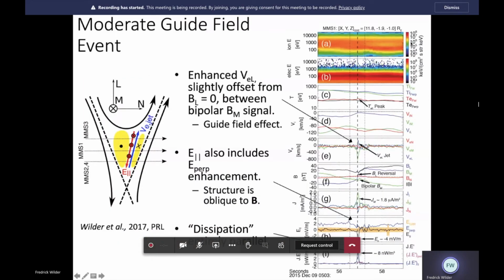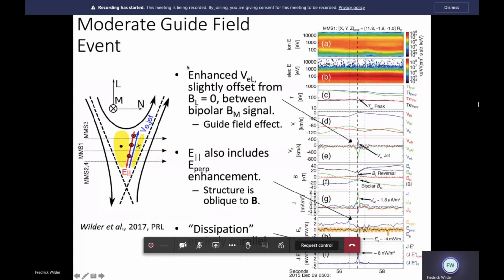So I went through and started looking at times when MMS was in the magnetosheath, looking for times when MMS crossed either the electron jet or the electron diffusion region. And here's an example. So again, we have our ion spectra and electron spectra. And you can see that we see a reversal of our BL, that's this field here.